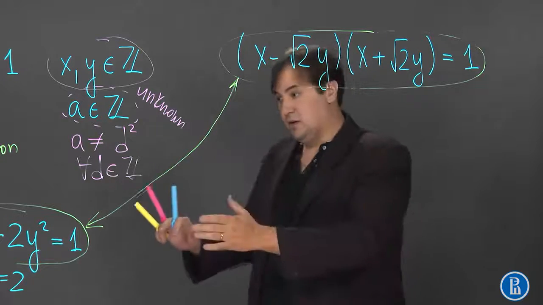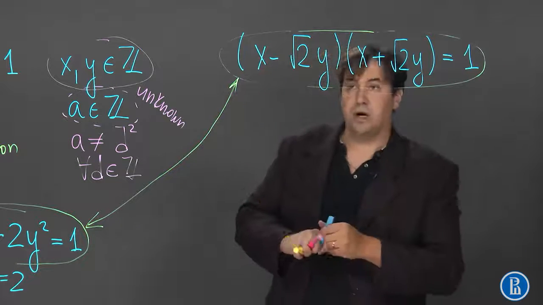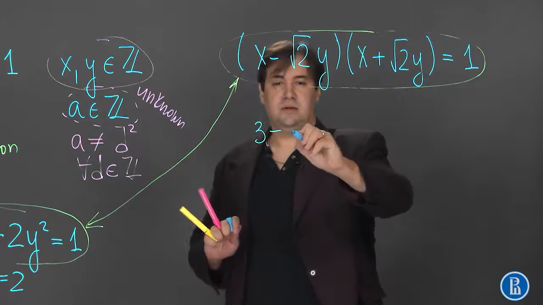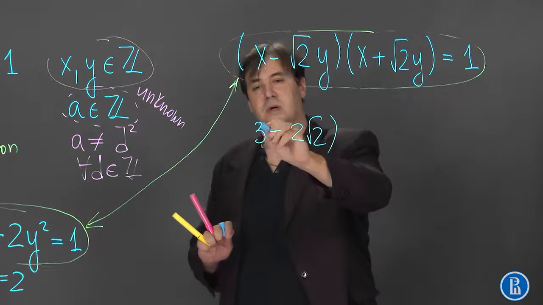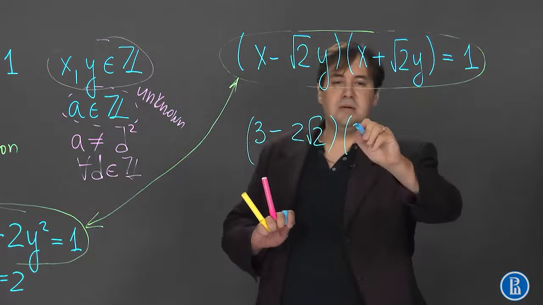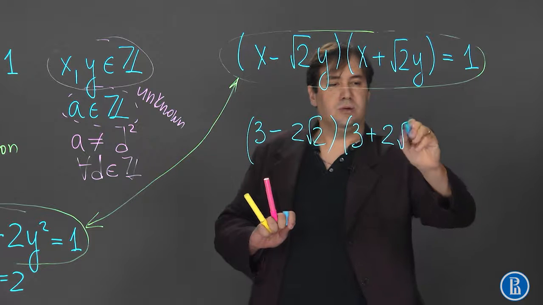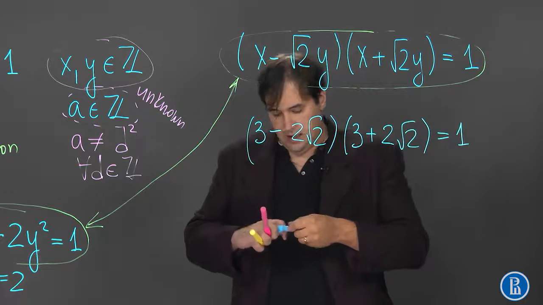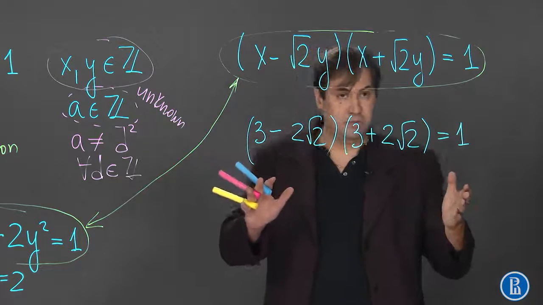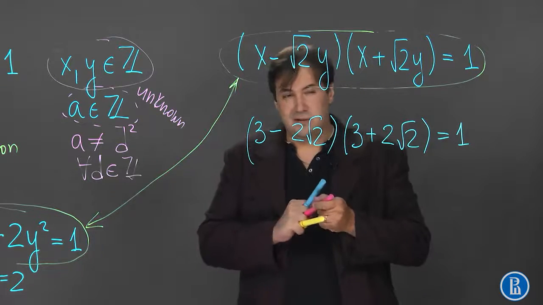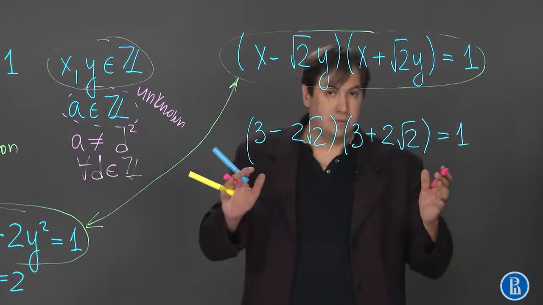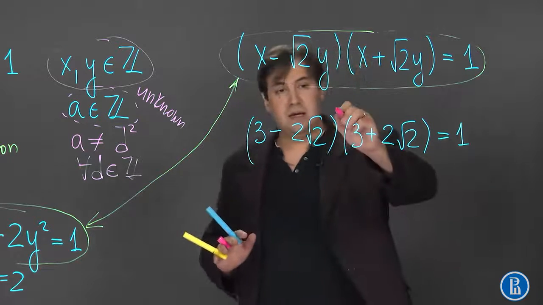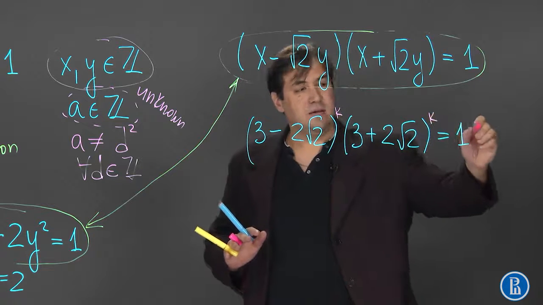Now, put particular values instead of x and y. So we have 3 minus 2 square root of 2 multiplied by 3 plus 2 square root of 2, and this is by all means equal to 1. Having this expression, we can raise it to any natural or even negative integer power whatsoever, and it will still remain true.